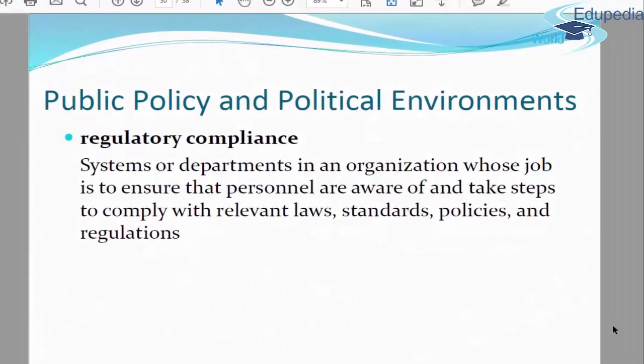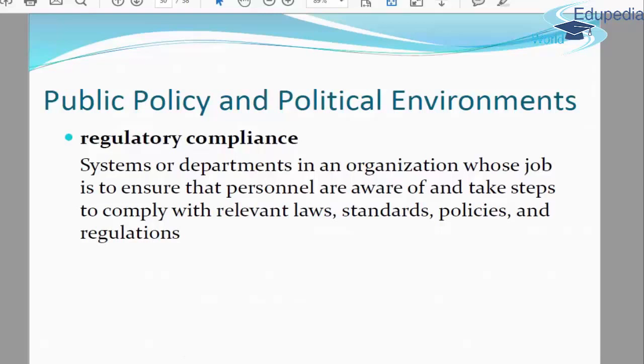Alright, friends, continuing with the chapter, let's talk about public policy and political environments. Regulatory compliance refers to systems or departments in an organization whose job is to make sure that personnel are aware of and take steps to comply with relevant laws, standards, policies, and regulations. So, we have a lot of regulatory compliance.